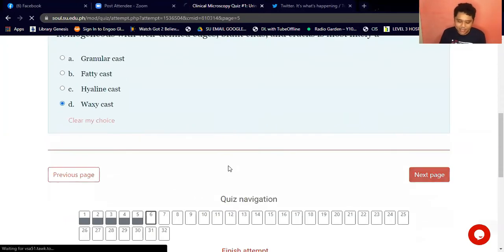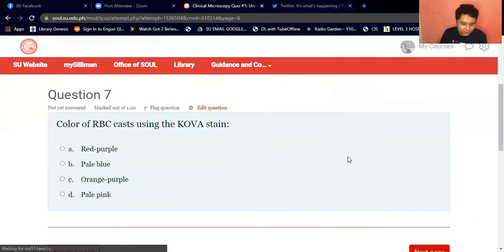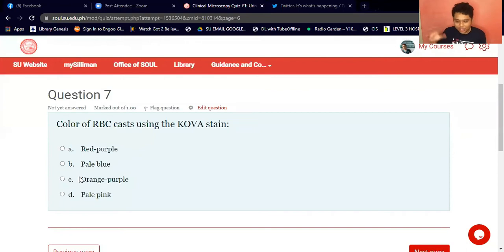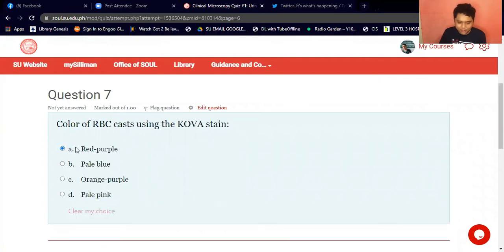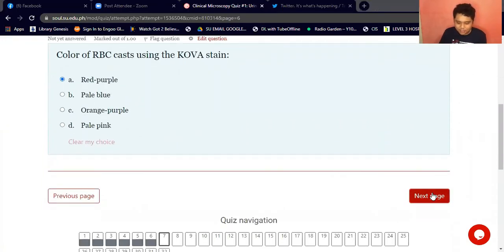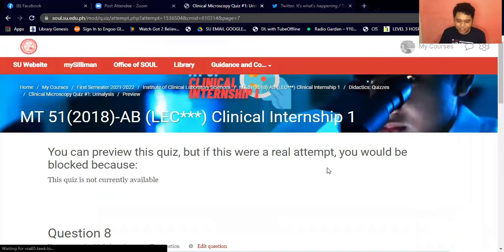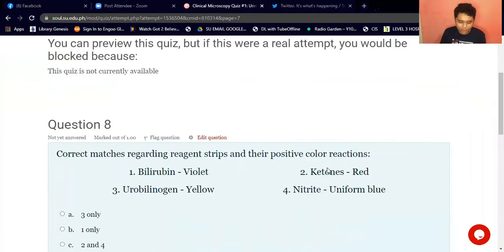Okay? Next, number 7. Color of RBC casts using the Sternheimer-Malbin stain. What is the answer? I based it on the table in the last notes, the summary. And the answer there is red, purple. Take note of that. When I checked Strasinger, it was not mentioned, but anyway it is in the last table.